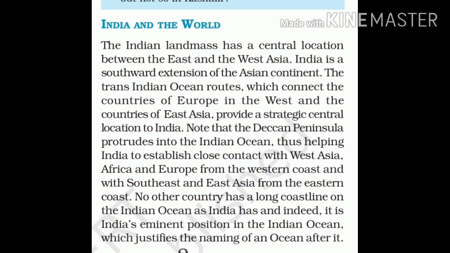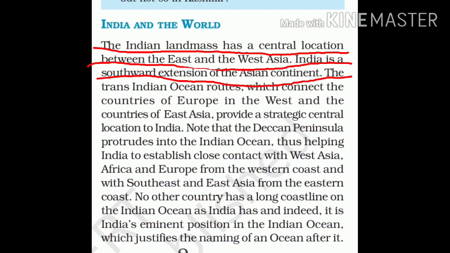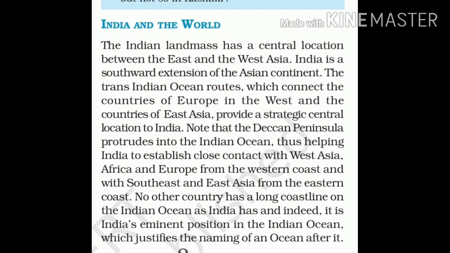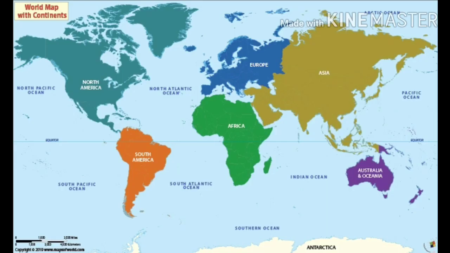Okay, so let's go to another subheading, that is India and the world. Here it is written that the Indian landmass has a central location between the East and the West Asia. India is the southward extension of the Asian continent. So let's understand this with a picture.